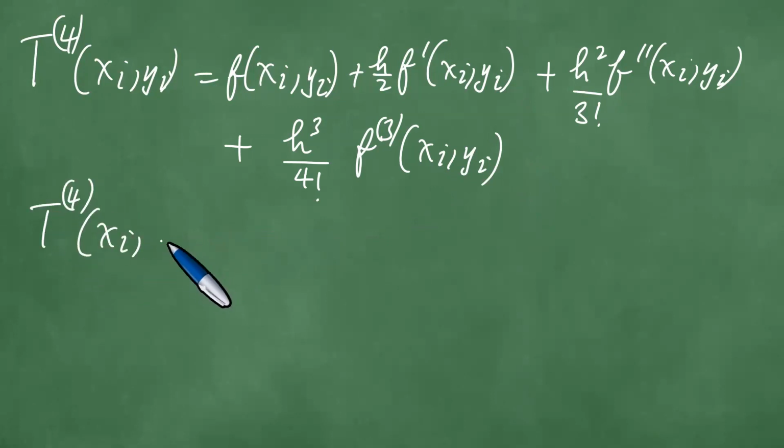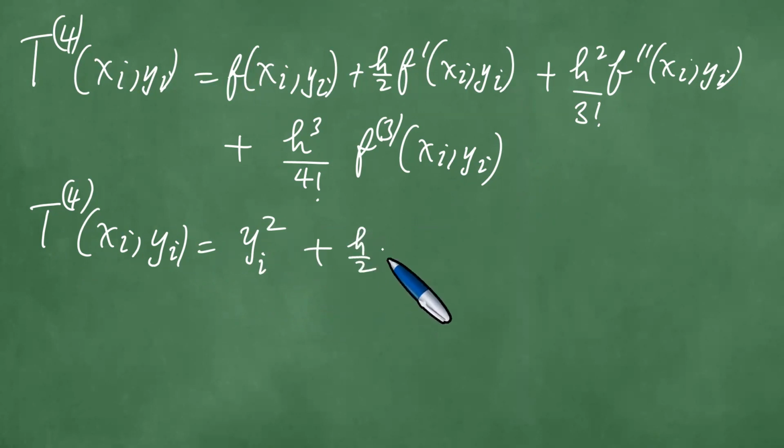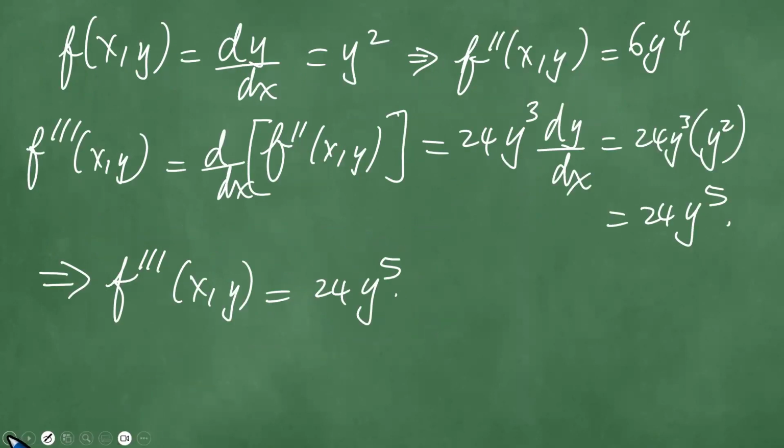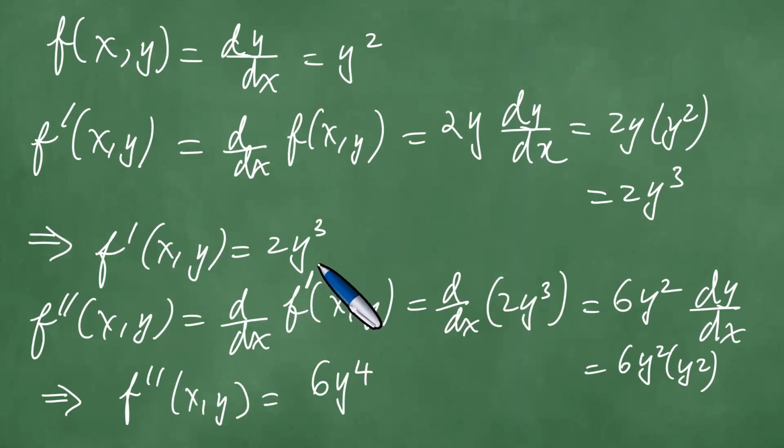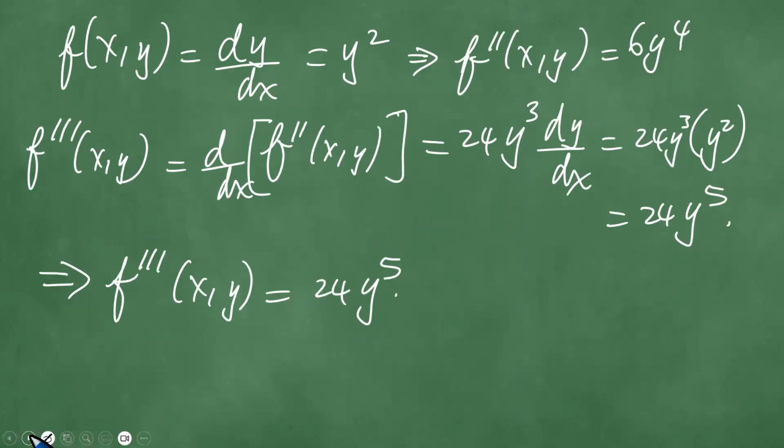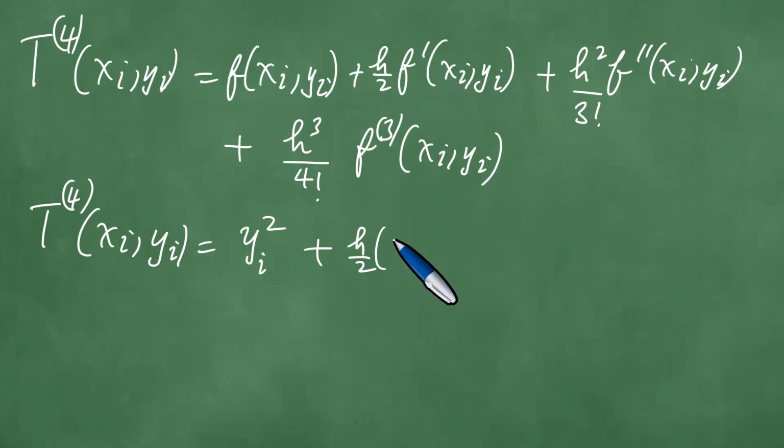So what is T(xi, yi)? Obviously this f(xi, yi), we already know what it is. It is exactly yi squared, this one here. So we just substitute. So we are good with this one. It is yi squared plus h over 2 into, what is the first derivative? The first derivative is 2y cubed. So we plug this one here, the first derivative is 2y cubed, but because we have the subscripts, 2yi cubed.